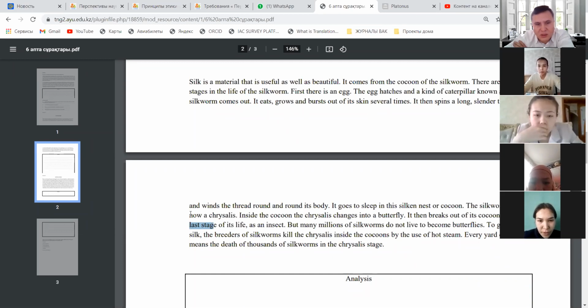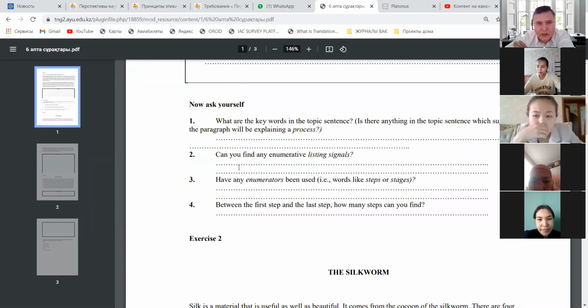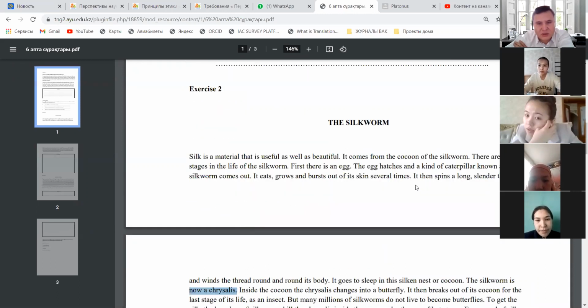What about maybe this one? Now, the silkworm is now a chrysalis. Yes, also. I think in this one is also a process. Yes? Okay. Have any enumerators been used? Words like steps or stages?